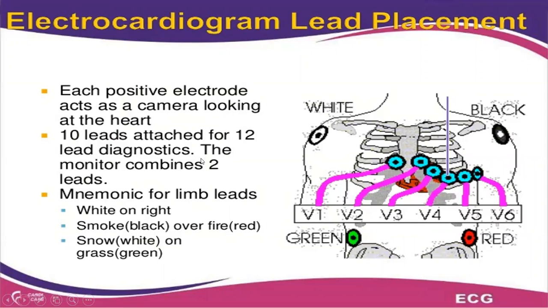Each positive electrode acts as a camera looking at the heart. You have 10 leads that are attached for 12 different views. The monitor will combine 2 leads. And as you'll see when we actually start running the EKGs in the lab, they're color-coded. Here's a little mnemonic to help you remember: white on the right, smoke or black over fire, which is your red, and snow on the grass, which is the white on the green.